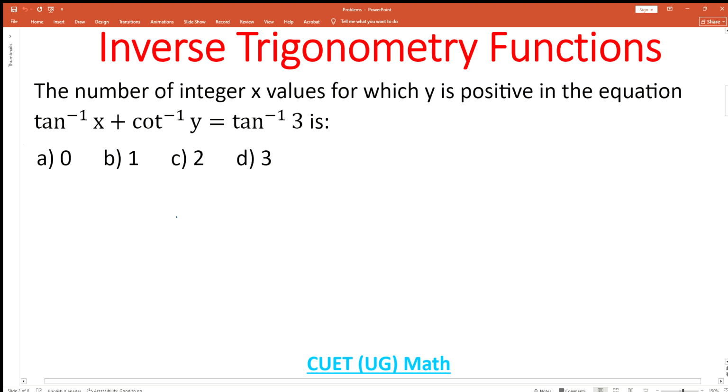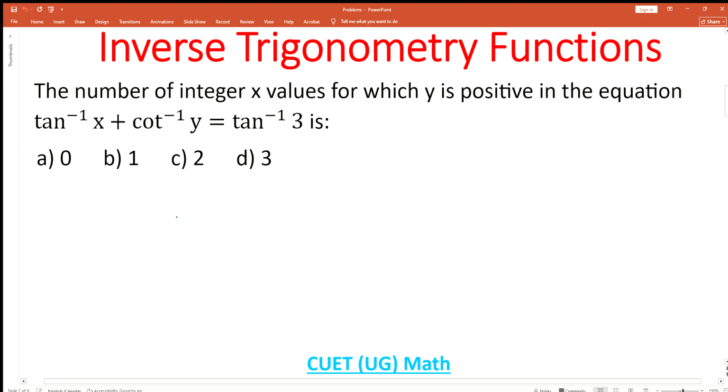In this video, we'll solve an inverse trigonometry function problem. As per the problem, the number of integer x values for which y is positive in the equation tan inverse x plus cotangent inverse y equals tan inverse 3 is. We are given 4 answer choices. We have to choose the correct answer choice.